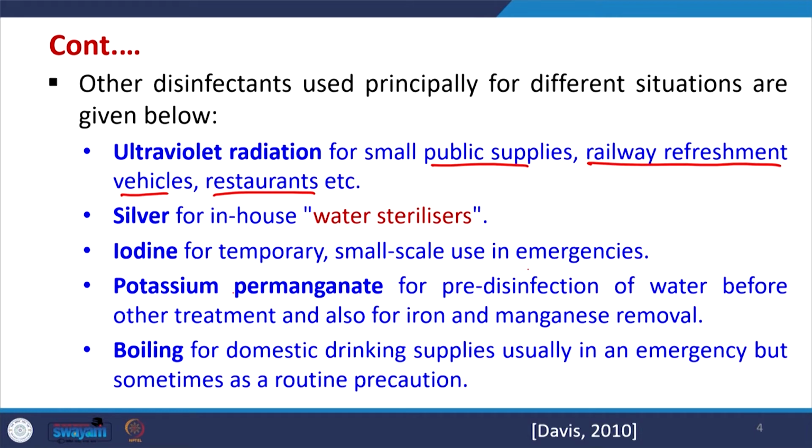Boiling of domestic drinking water supply is very common and it can be used as a disinfection method for using the water for drinking purposes. So, these are the other techniques which are possible for use and they are available for disinfection.